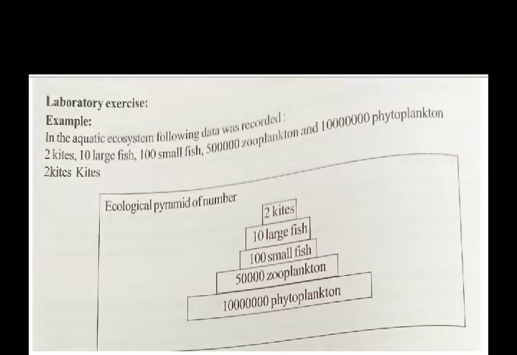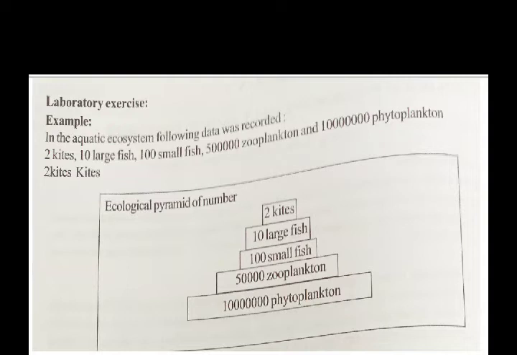Now see, one example is given, and this example is taken from your handbook only. In the aquatic ecosystem, the following data was recorded. Two kites. Now kites are the top predator. Then 10 large fish are there, 100 small fish are there. Then thereafter I can see approximately 50,000 zooplanktons are there, and very many phytoplanktons are there.